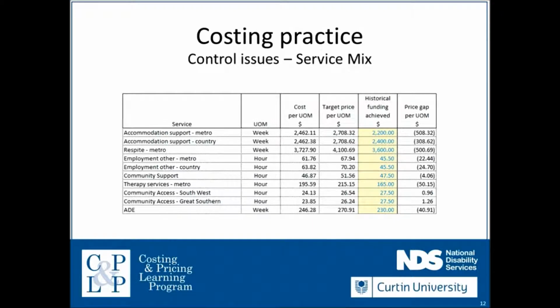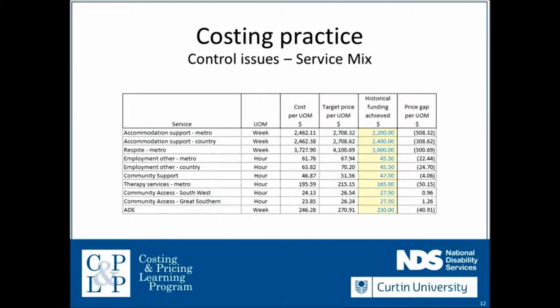Simply put though, you can see the cost per UOM has been calculated, and again it's calculated in that case study more thoroughly. The target price is also identified, and there's a gap between the target price and the cost per UOM. Importantly, we've also included there historical funding achieved to give you a sense of the difference between what our target price might be and what our gap is. So in other words, we've got both a gap and also a historical funding element to be able to look at the differences between the types of prices.